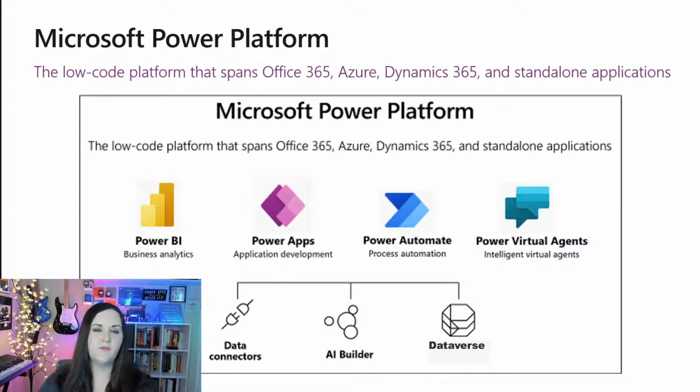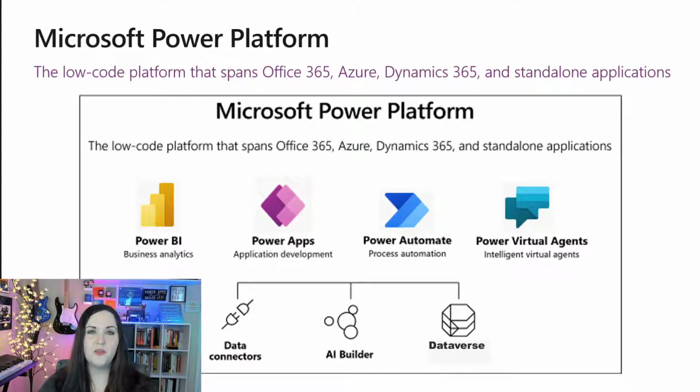So what is the Power Platform exactly? Well, when we talk about the Power Platform, we're talking about Microsoft's suite of low-code technology. These low-code tools span across Office 365, Dynamics, and Azure. With the Power Platform, we're really getting four main tools at our disposal. We have Power BI for dashboards, reporting, and analytics. We have Power Apps for low-code application development. We have Power Automate for workflows and business automation. And we have Power Virtual Agents for low-code chatbots and virtual agents.